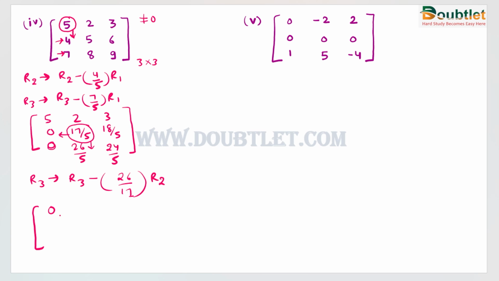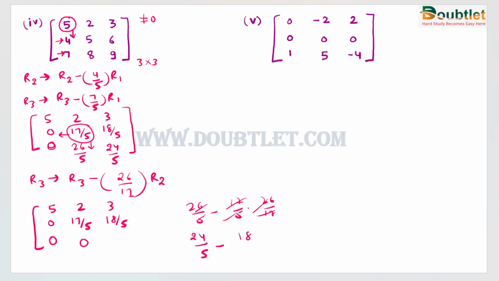So now on writing this matrix, the first row and second row are as they are: 5, 2, 3, then 17 divided by 5, and 18 divided by 5. Now in the third row, this will become 0 minus 0, and this will also become 0, because we can write 26 divided by 5 minus 17 by 5 into 26 by 17. So 17 cancels, 26 by 5 also cancels out, so it will become 0. Now for the last element, 24 divided by 5 minus 18 by 5.